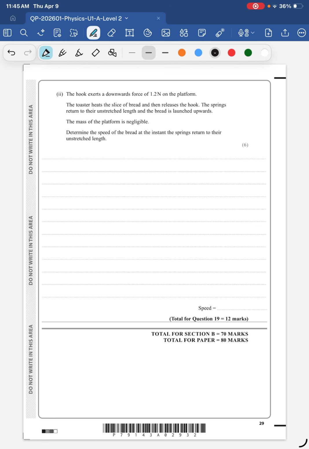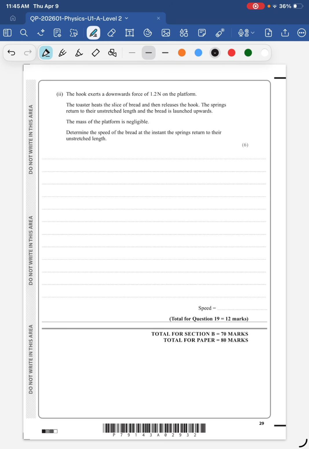Right, part 2. The hook exerts a downwards force of 1.2 newtons on the platform. The toaster hits the slide of bread and then releases the hook. The springs return to their unstretched length and the bread is launched upwards. The mass of the platform is negligible. Determine the speed of the bread at the instant the springs return to their unstretched length.